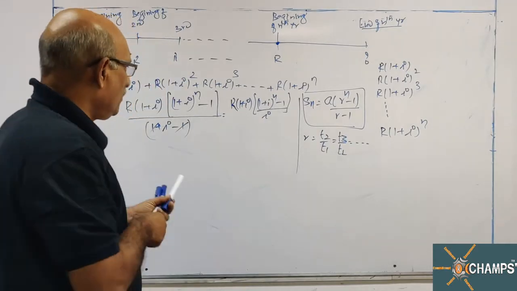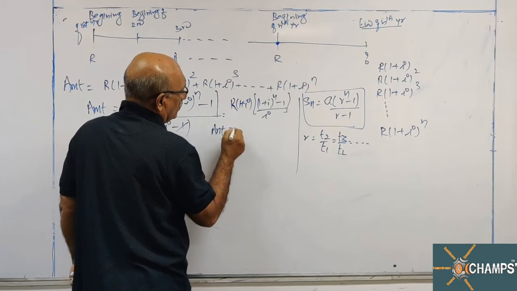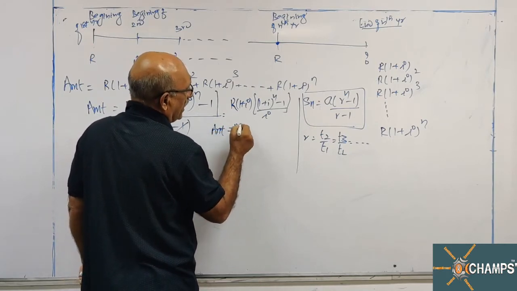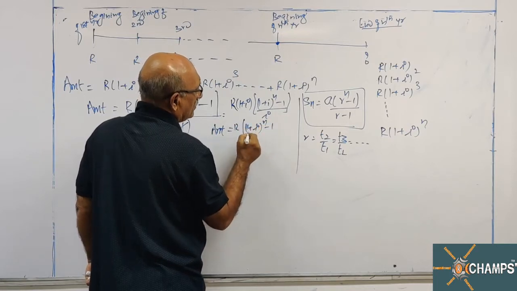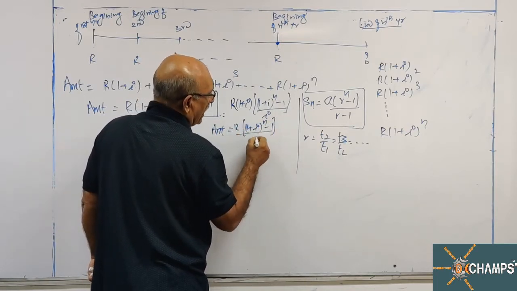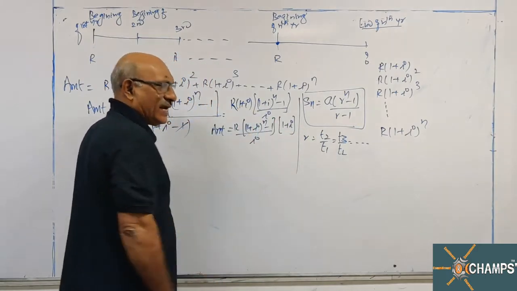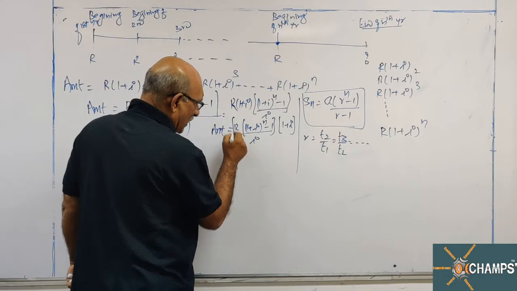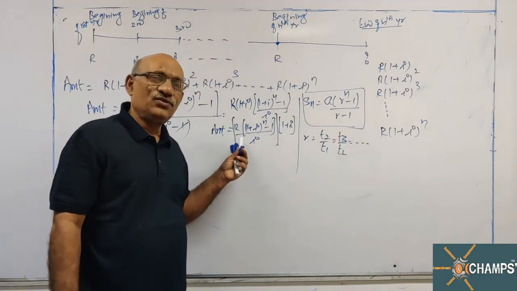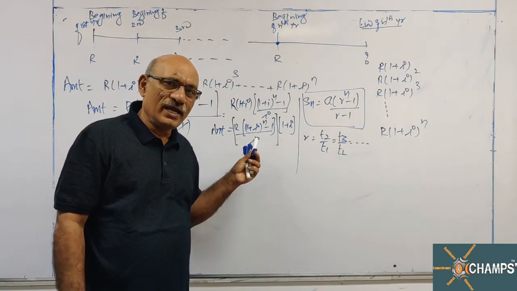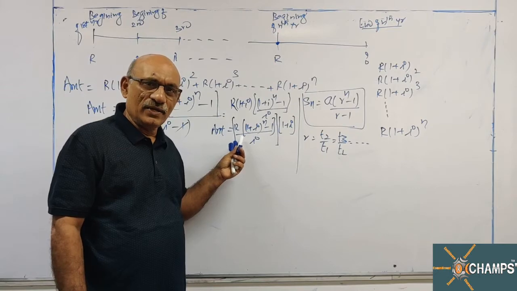This is the formula we have for calculating the accumulated value. Now let me modify this. I am writing, amount is equal to R into ((1 plus I) whole power n minus 1) divided by I, into (1 plus I). Just this 1 plus I I am writing at the end. Now look at this formula, sir. This is nothing but the amount of an ordinary annuity.